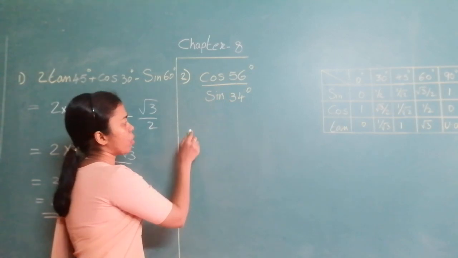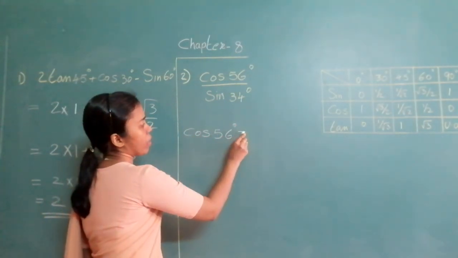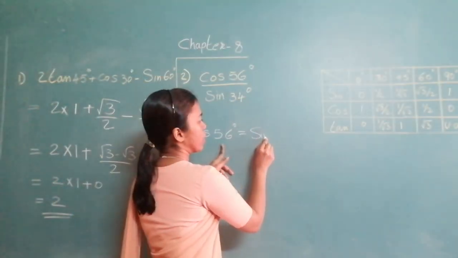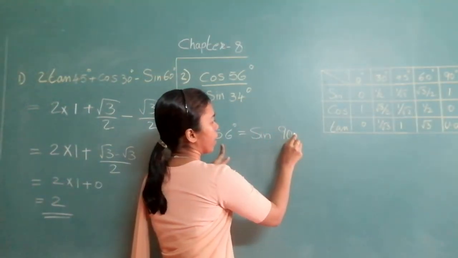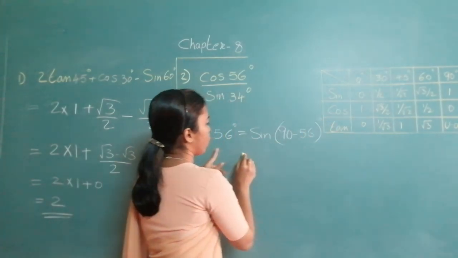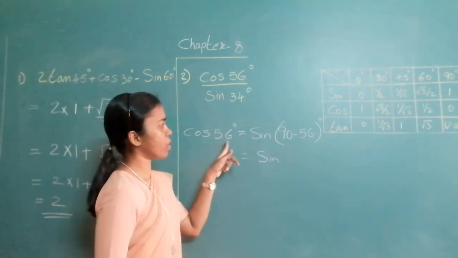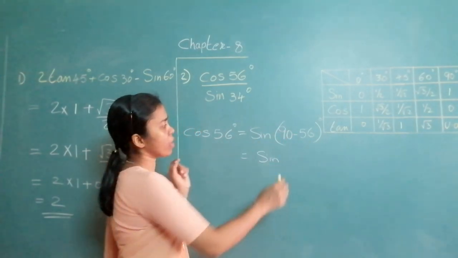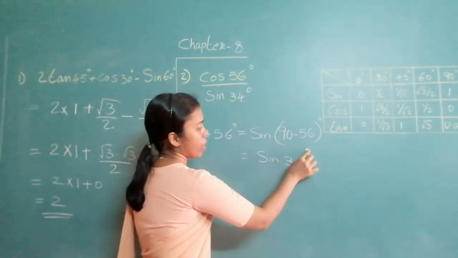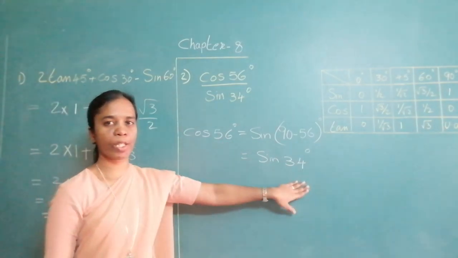Suppose I want to convert cos 56 in terms of sin. So cos theta is equal to sin of 90 minus theta. Theta is 56, so sin of 90 minus 56 is 34. So I get sin 34 degrees. So cos 56 is equal to sin 34.